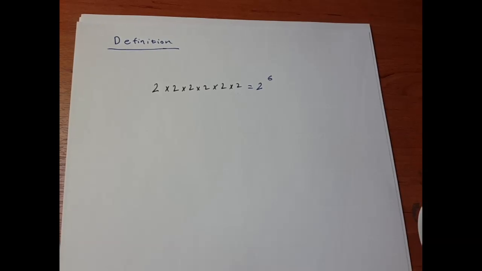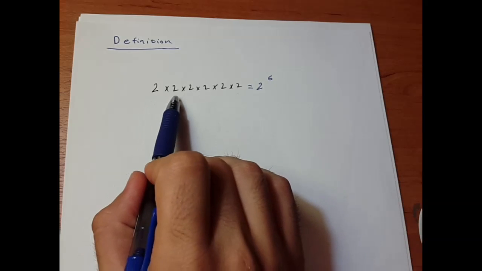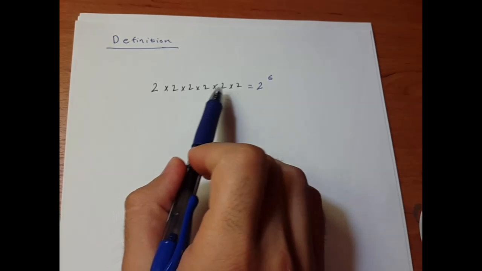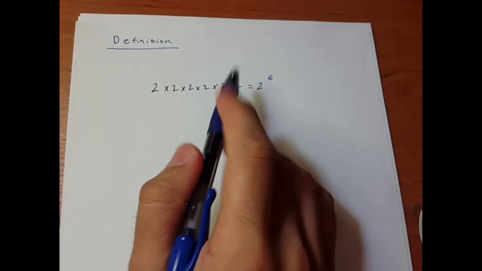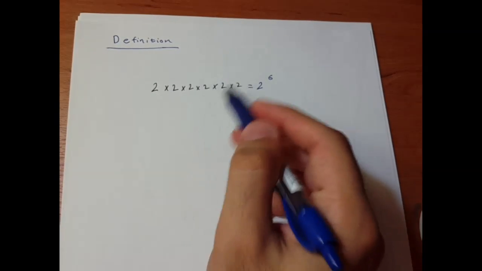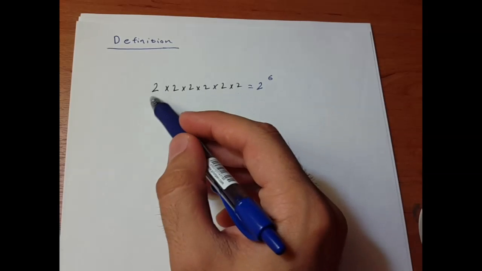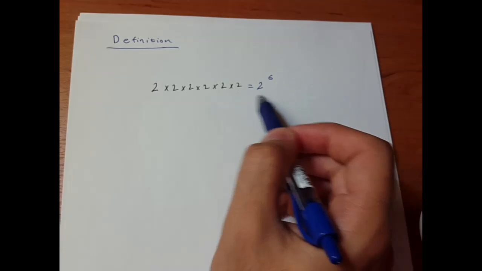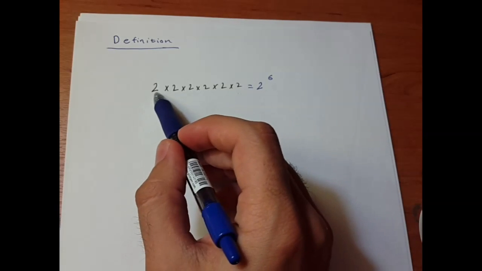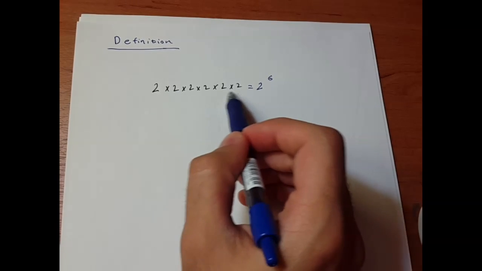So let's define what a power is. Imagine we have an expression like this: 2 times 2 times 2 times 2 times 2 times 2. It is very cumbersome to write it like that, especially if you want to repeat it over and over again. So instead of writing it like this, we write it like that. So we just count the number of times that this number is being repeated.